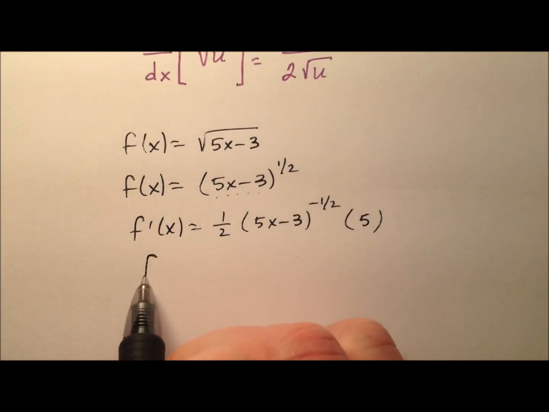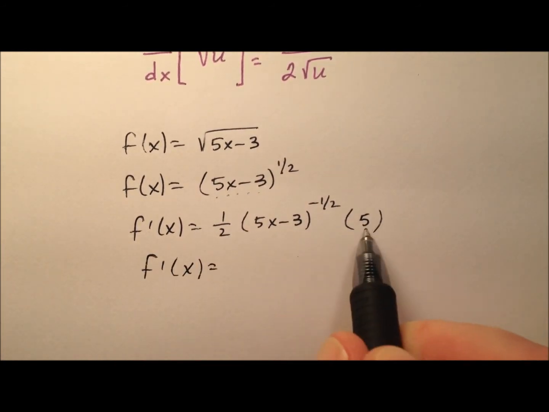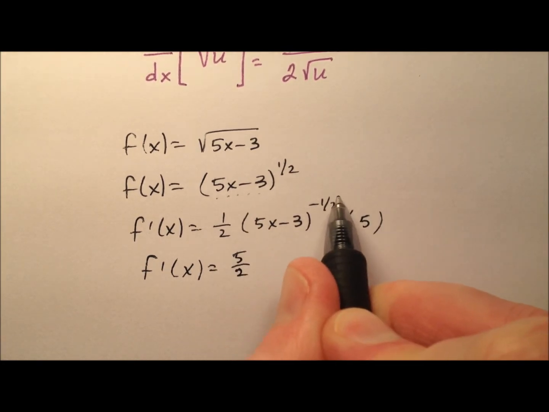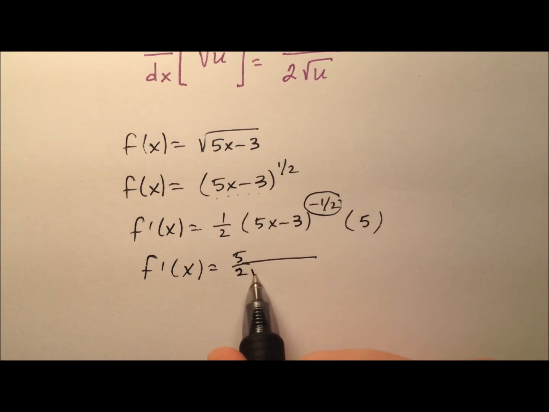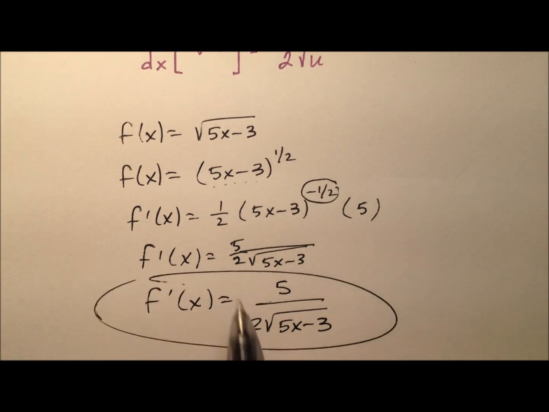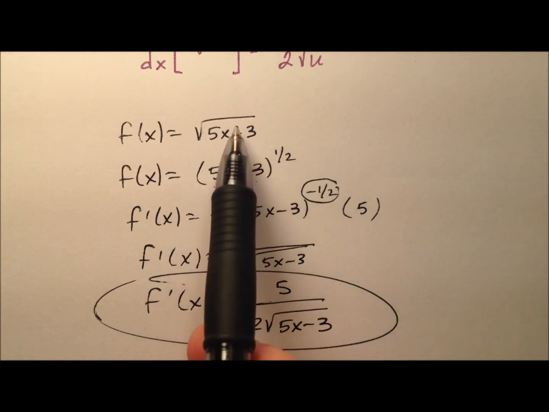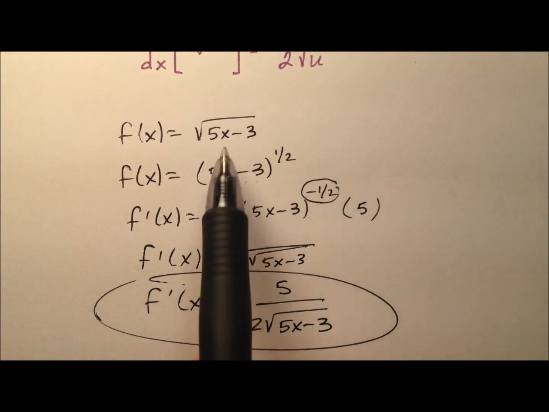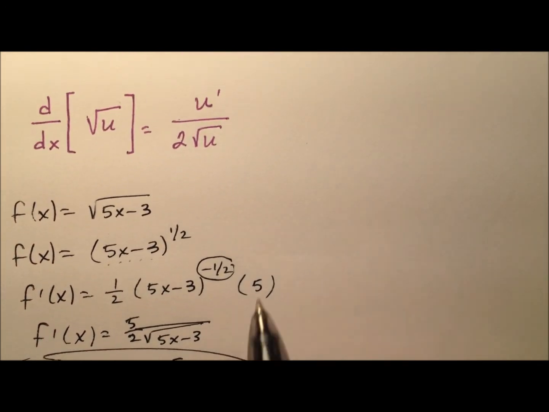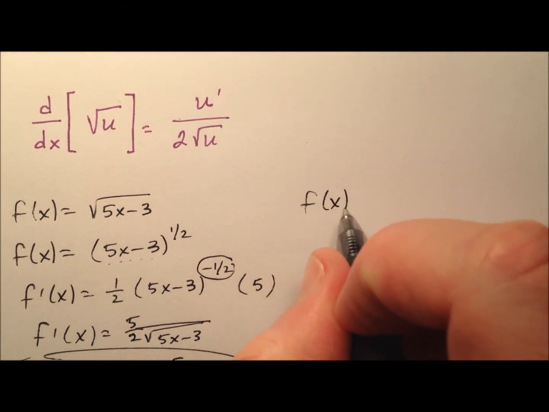And then we've got some cleanup work to do. We would say 5/2, and then that square root, which is a negative power now, is actually in the denominator. So 5x minus 3, which we could say is 5 over 2 times the square root of 5x minus 3. So this would be the derivative, just using our standard approach with the chain rule of changing the square root to a rational exponent. Let's go ahead and move over here and look at it this way instead.